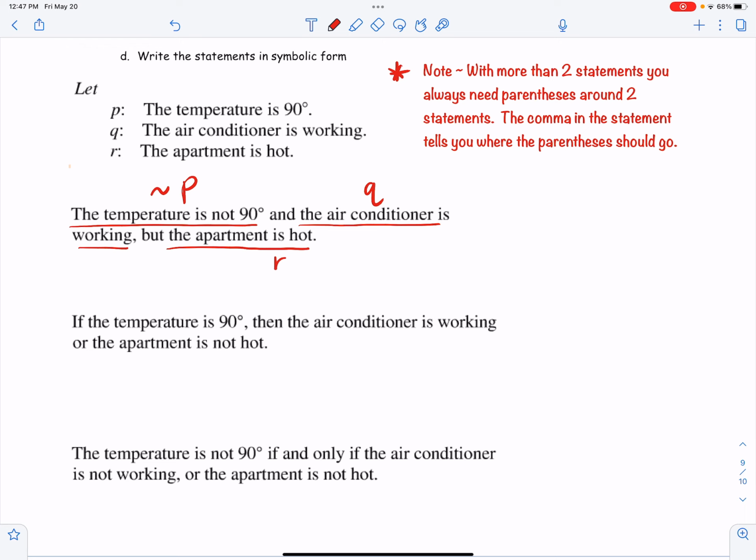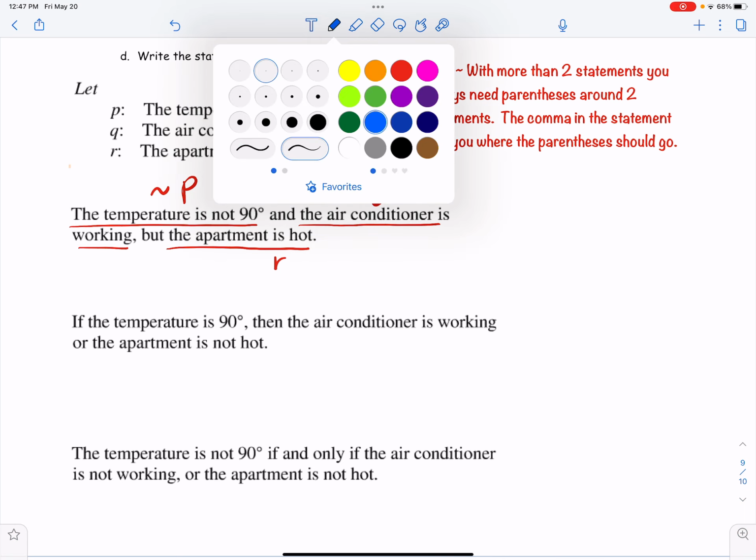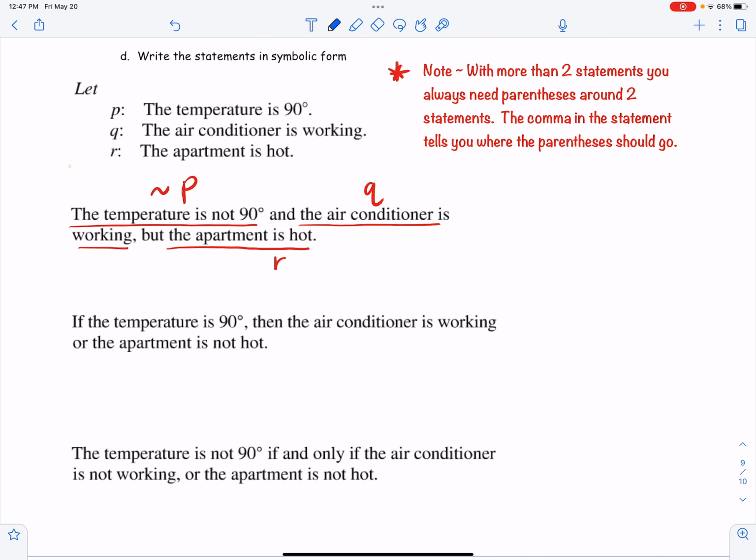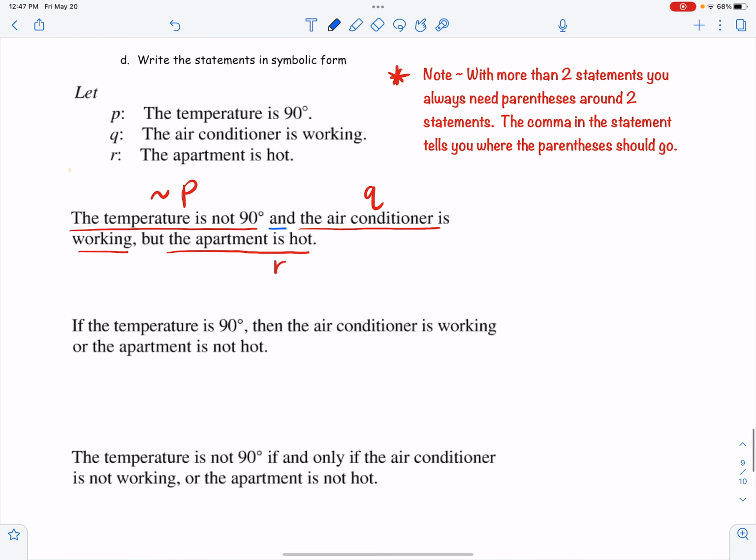Okay, then what I'm going to do is go back and look for any keywords, because that tells me what type of symbols I'm going to use to combine these statements together. So up here I have an and. That's a conjunction. Oops, sorry, I did that wrong. I did the disjunction. An and is the upside down V. And then down here I have a but, and that is also interpreted as a conjunction, which is the upside down V.